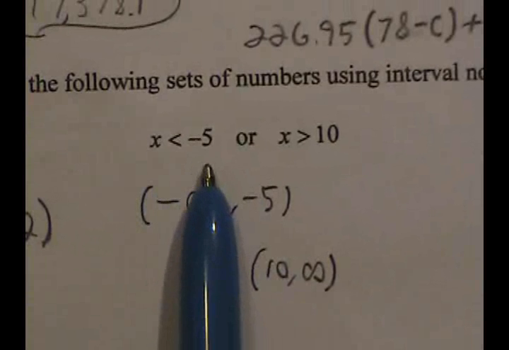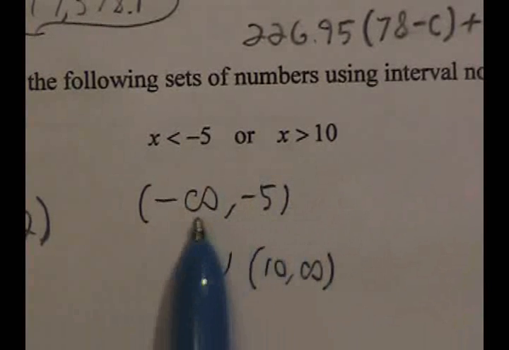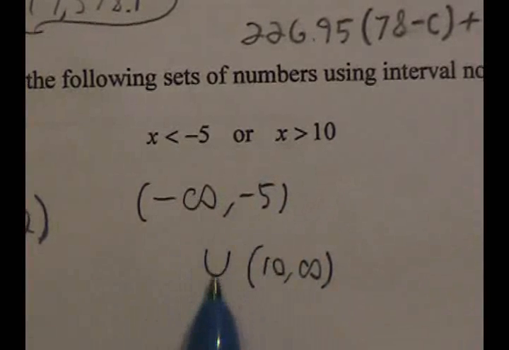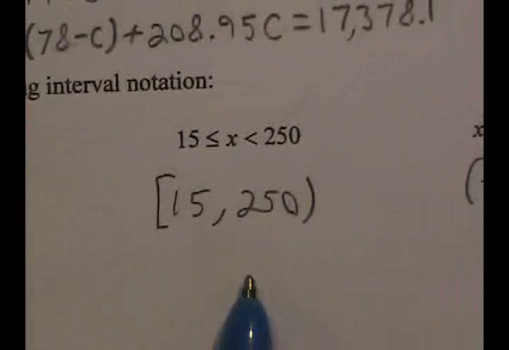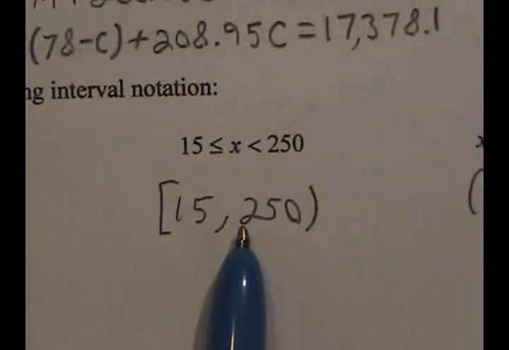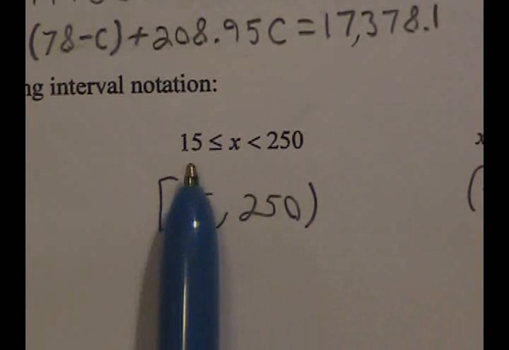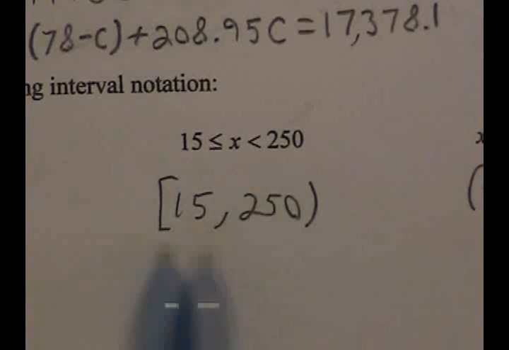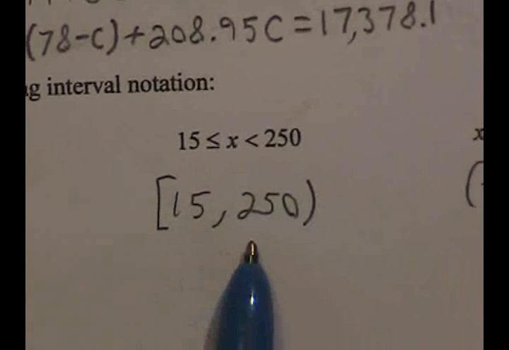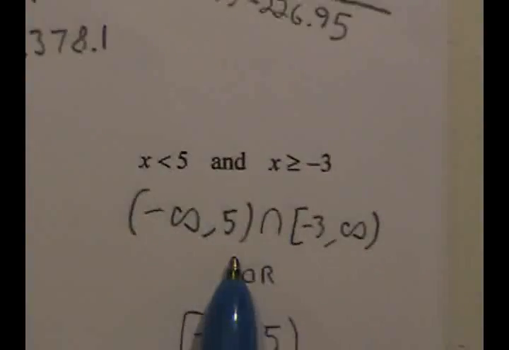Okay, so it's less than this negative number or greater than this. The way to say that is this union with this. This is a between situation, so we don't need two separate sets for this. We can just write it up in one, right? X is between 15 and 250. Well, that's exactly what this means, so there was no work to do there.